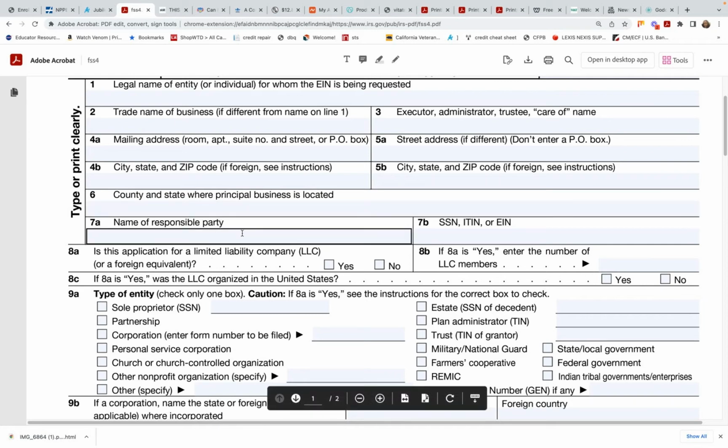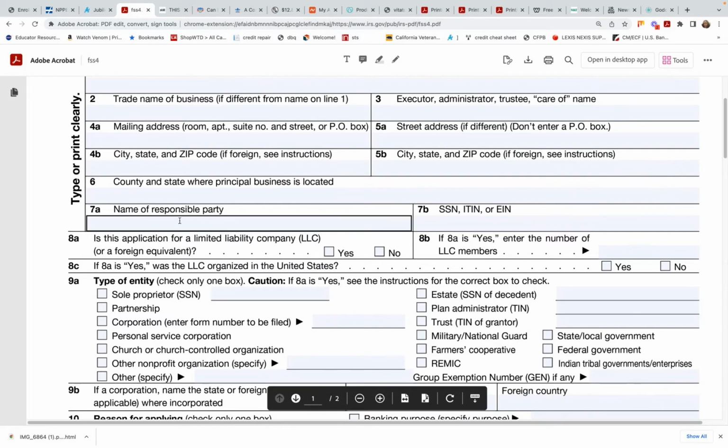All right, here is one of the main reasons why I wanted to do this form, because a lot of y'all don't even understand what a responsible party is. So 7A, the responsible party, that would be the individual that has access to the debts, or shall I say the assets and the liabilities of the company.